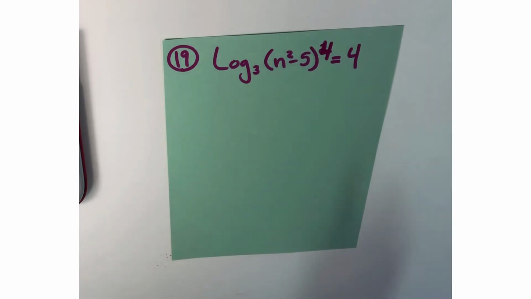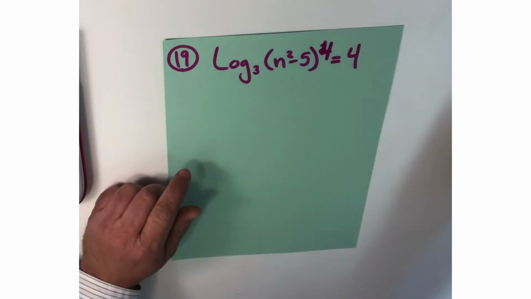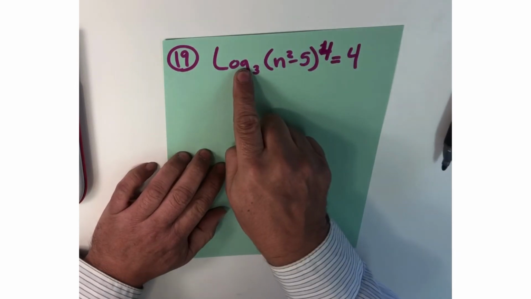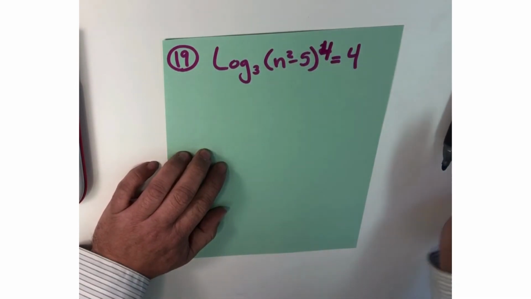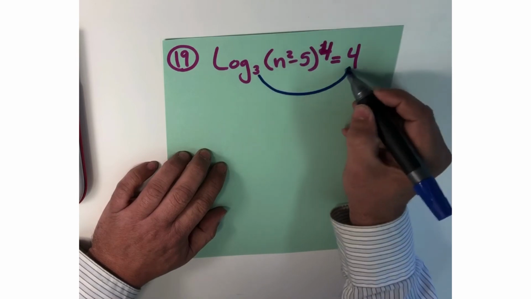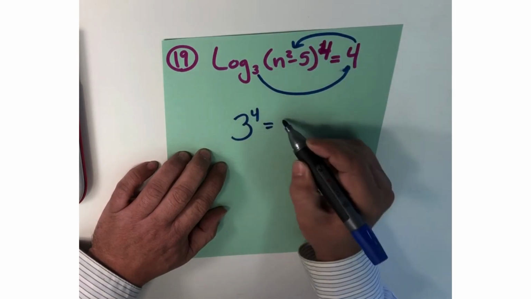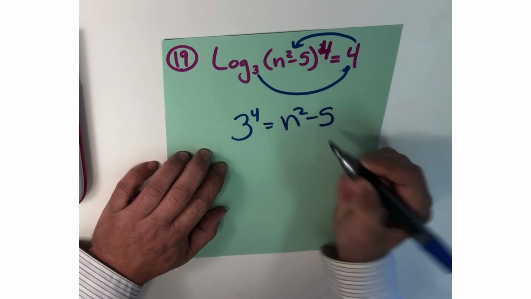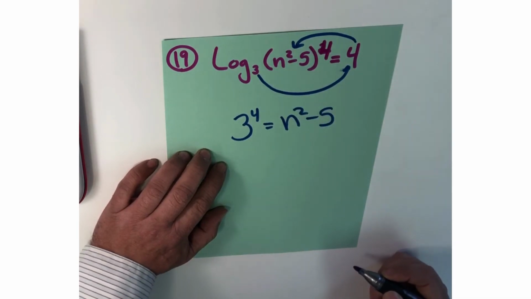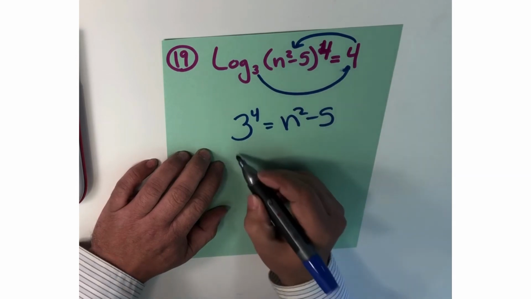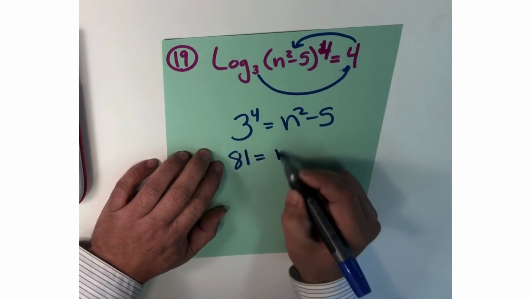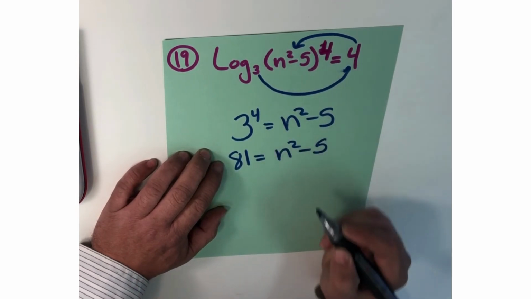Alrighty, another log here, number 19. So here, you're going to ask yourself yet again, how many logs? Oh my goodness, there's only one log. And what do you do with one log? You rotate, of course. So let me go rotate. 3 to the 4th is equal to n squared minus 5. What is 3 to the 4th, you ask? Well, it's 81 is equal to n squared minus 5.